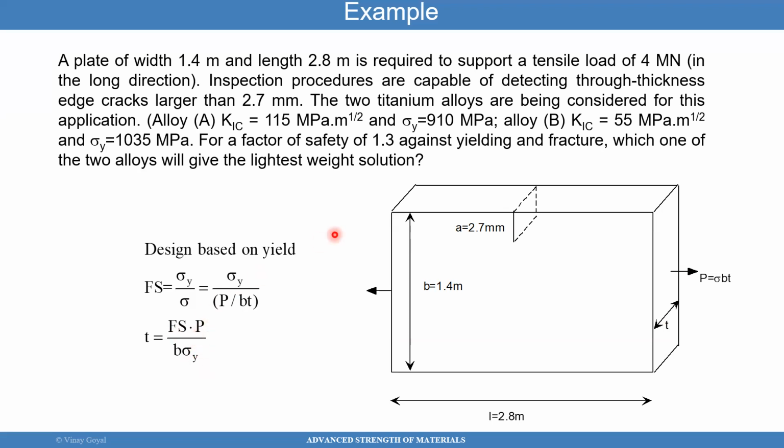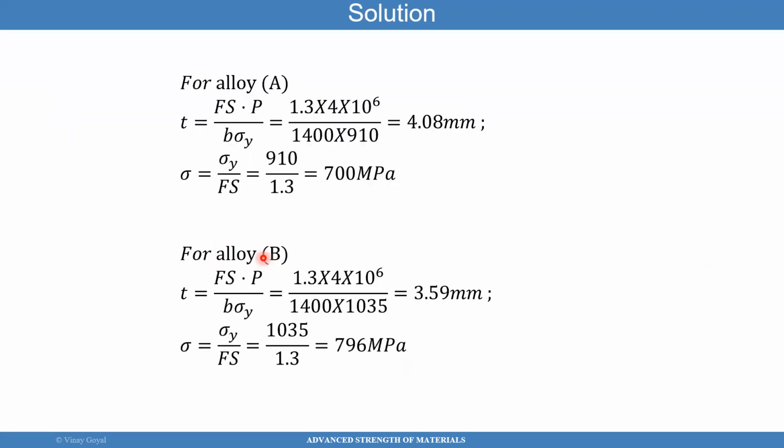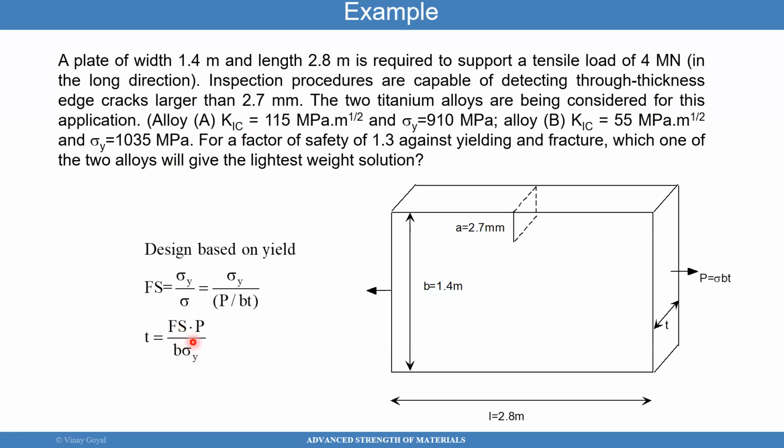The problem is telling us that there are 2 titanium alloys that need to be considered, alloy A and then alloy B. And it's telling us, hey, which of these 2 alloys gives me the lowest weight solution? So first I'm trying to figure out what design thicknesses I need based on yield alone. And so I do it for alloy A and alloy B using the same formula I derived here.